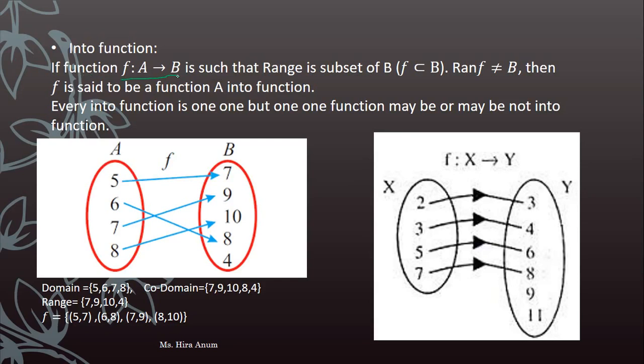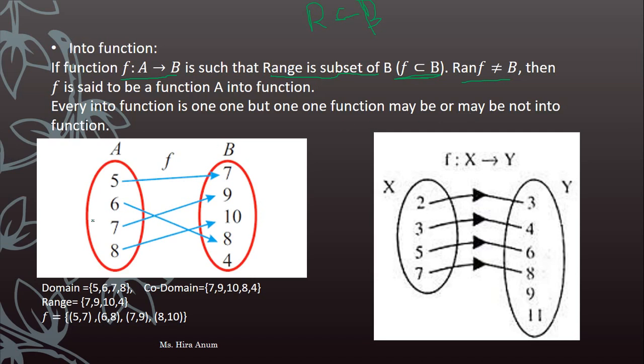F from A to B is such that the range is a subset of B. Range will be a subset of B. We are taking sets A and B. When the range is a proper subset of B, then it is called an into function. You can know this condition: if the range of F is not equal to B, then F is called an into function. Every into function is one-one, but a one-one function may or may not be an into function.